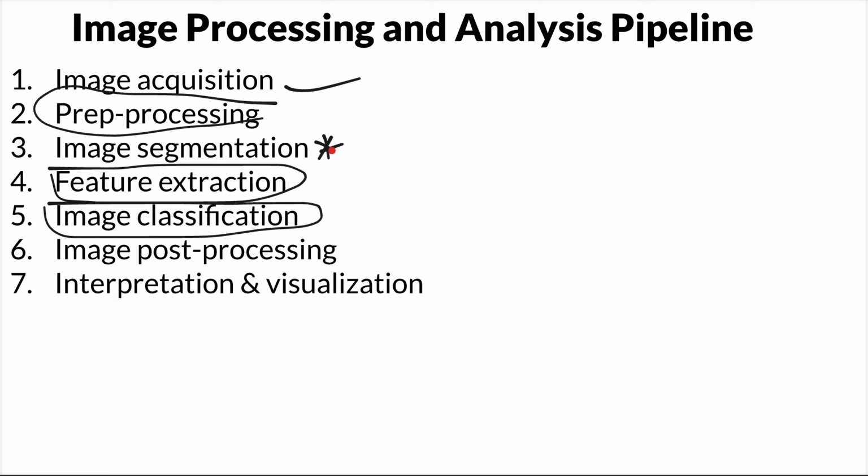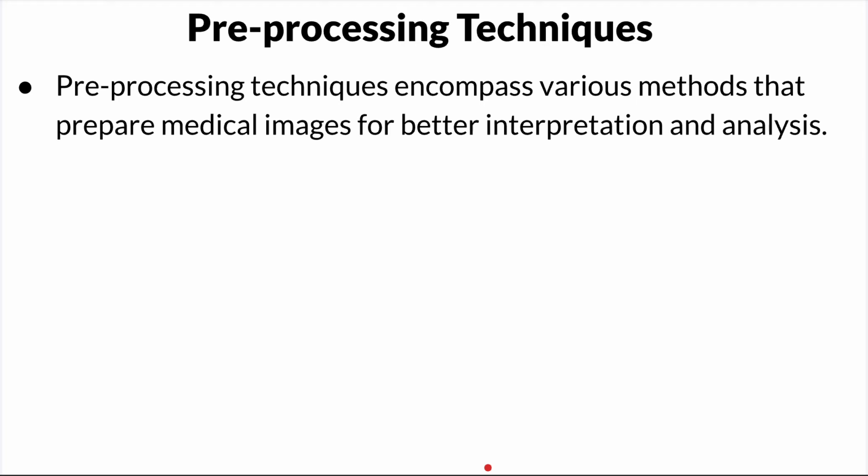You extract the features, which can be the edges. Most of the time it's the edges. If you want to know the shape of an object, the edges help you a lot. Then you can also classify whether the thing is tumor or no tumor. Then we have image post-processing, also interpretation and visualization. Steps 6 and 7, we are not going to visit.